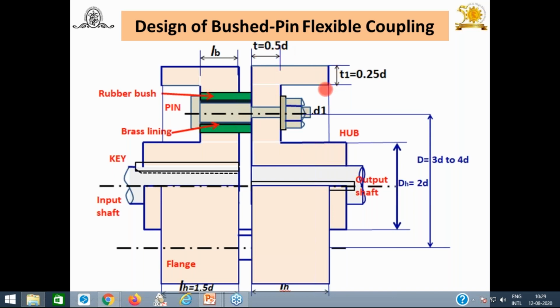Then the thickness of the protective part, it is shown here. You can say again it is 0.5 times the diameter of the shaft, and its thickness T1 is equal to 0.25 D1. You will know very well it is like a rigid coupling. It's also like a rigid coupling. Only the change is on this input flange, where you will find this length of bush.